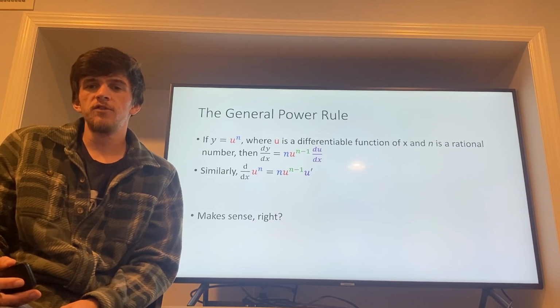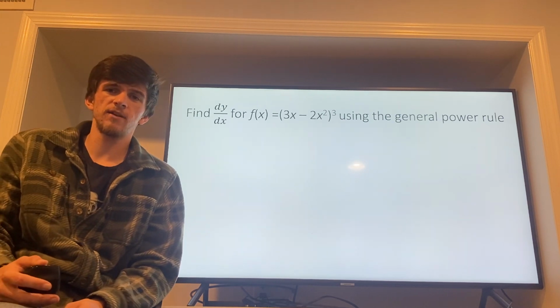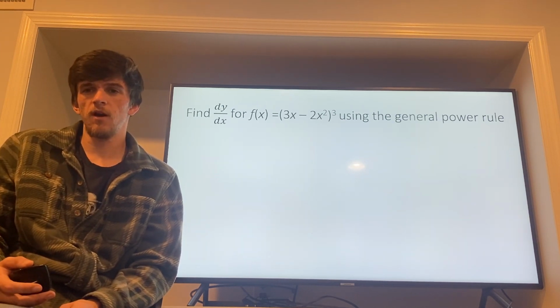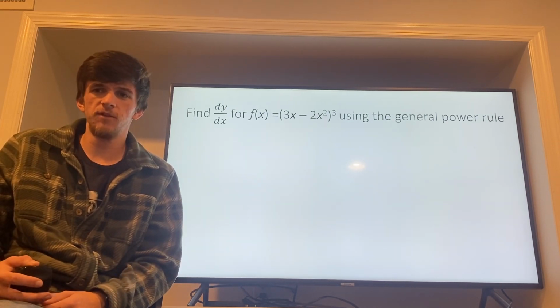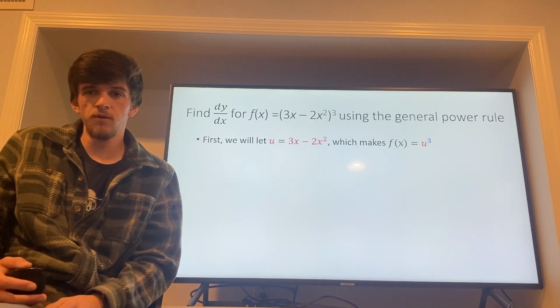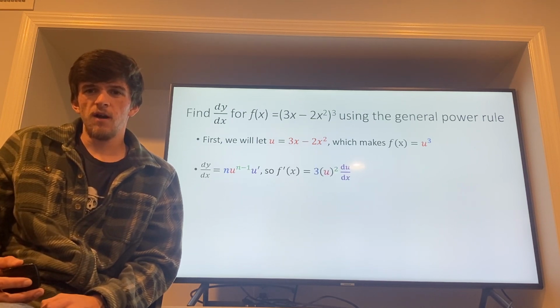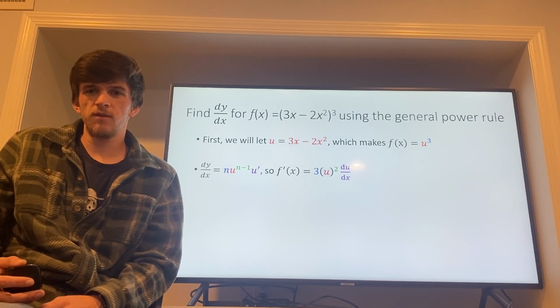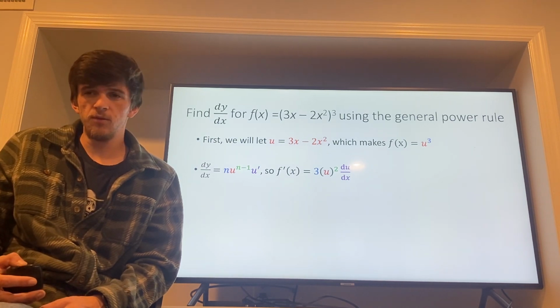So let's try using the general power rule to solve an equation. We want to differentiate f of x equals (3x minus 2x squared) cubed using the general power rule. So how do we do this? Well, the first thing we're going to do is let u equal 3x minus 2x squared, which will make f of x equal to u cubed. All right, we know that the derivative of y with respect to u is going to be 3u squared, and we know that the derivative of u with respect to x is du dx, right?